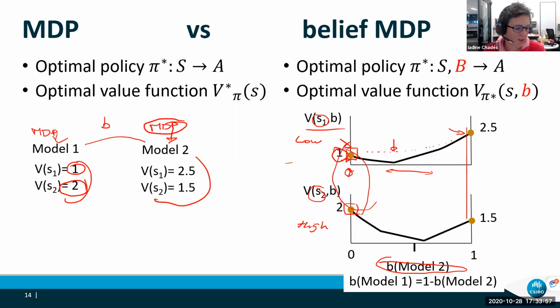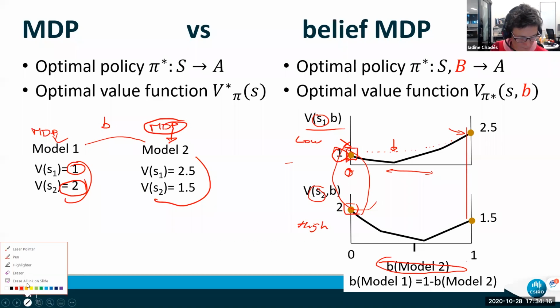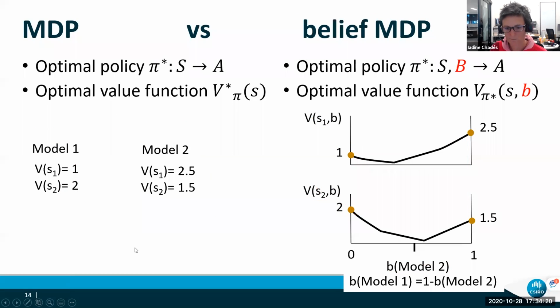Why is V equals 1 better than V equals 2 for model 2? Okay. All right, let's make that clear. Okay, so I'll start again. I think I did a poor job and we have time.